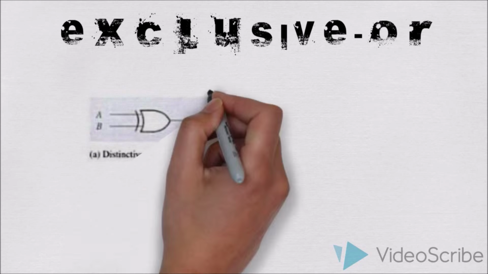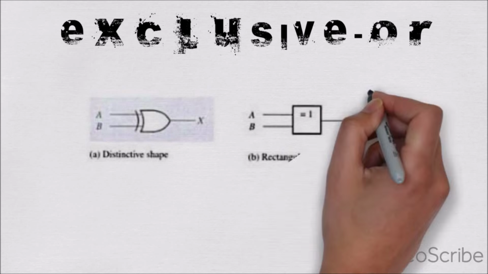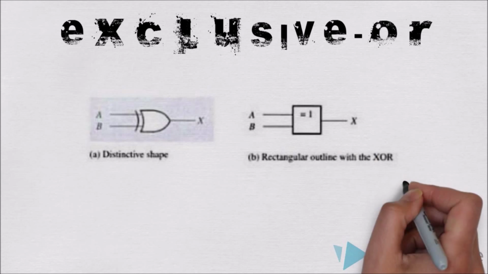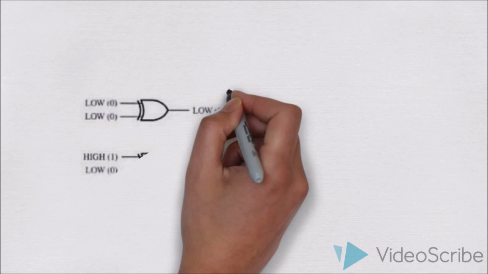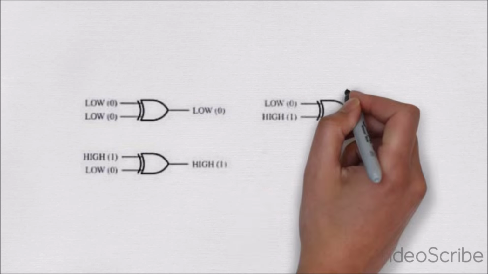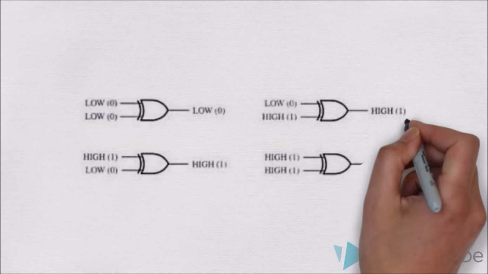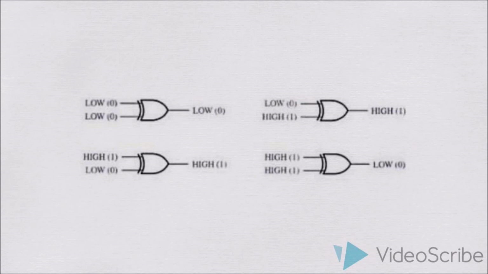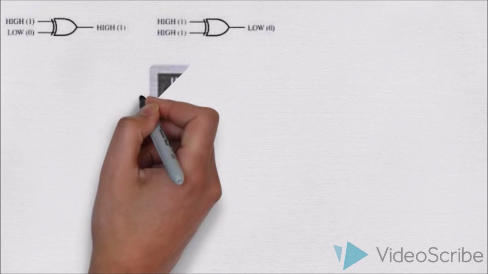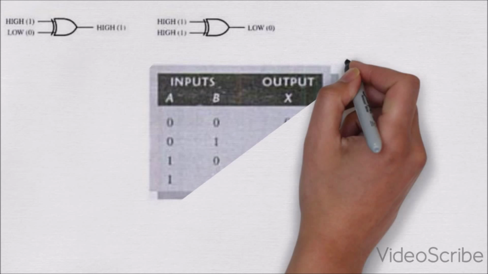The output of an exclusive OR gate is high only when the two inputs are at opposite logical levels. This operation can be stated as follows. For an exclusive OR gate, output X is high if input A is low and input B is high, or if input A is high and input B is low. X is low if A and B are both high or both low. And this is the truth table.